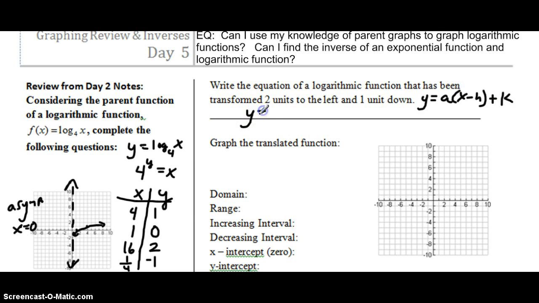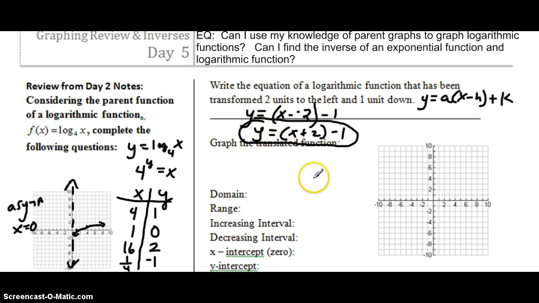So our equation is y equals, and they didn't say it's going to reflect or anything, so our a is going to be 1. And then we'll plug in -2 because it's moving to the left, and then -1 because it's moving down 1. And then we'll clean this up, and our equation will be log base 4 of x plus 2, because x minus a -2 is positive 2, minus 1, and there's our equation.